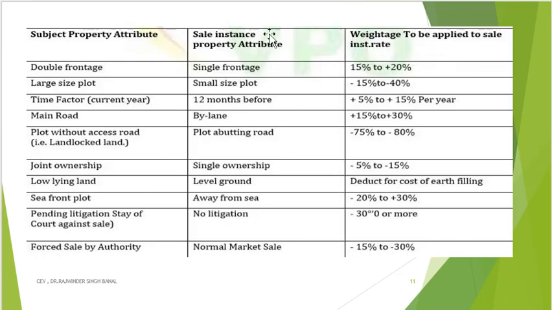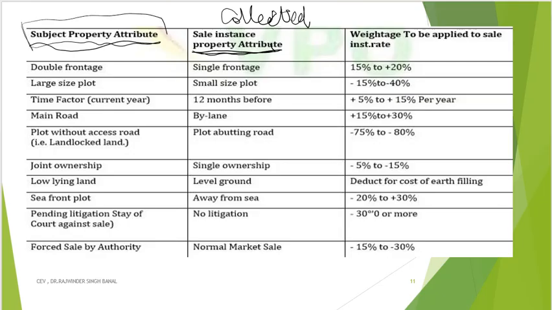This is just a thumb rule, you can say, for how weightage is given for double frontage. Let us suppose this is the subject property of which you are doing the valuation, and this is the sale instance property of which you have collected the data from the market. This is how you can apply weightage. This is not from any law book, it is just a thumb rule you can apply. You may apply it according to your experience and the data you collected from the site.